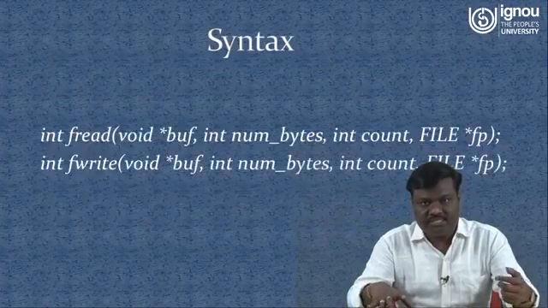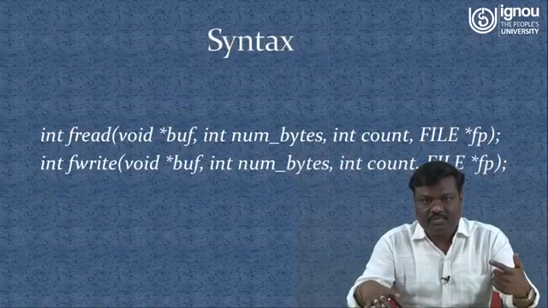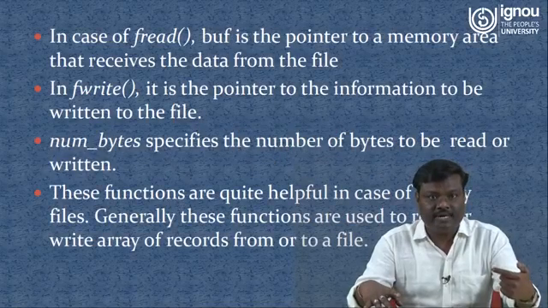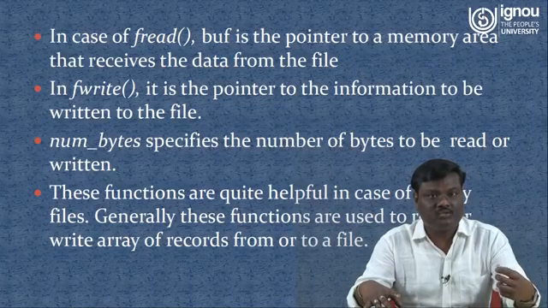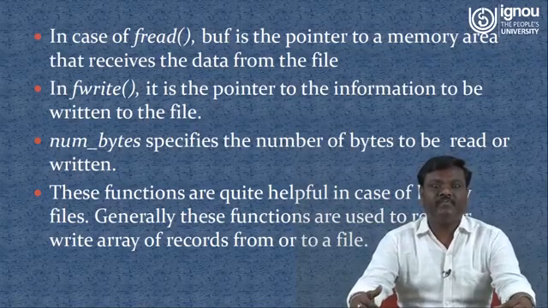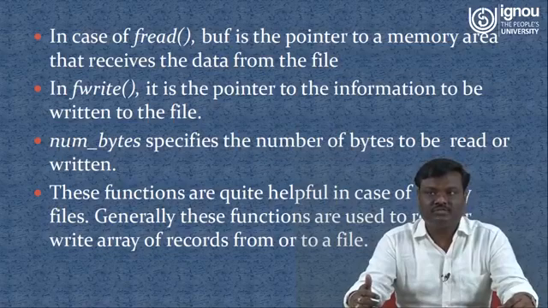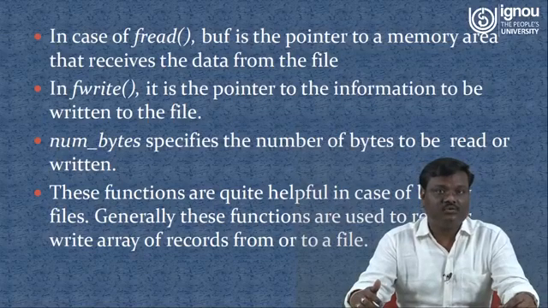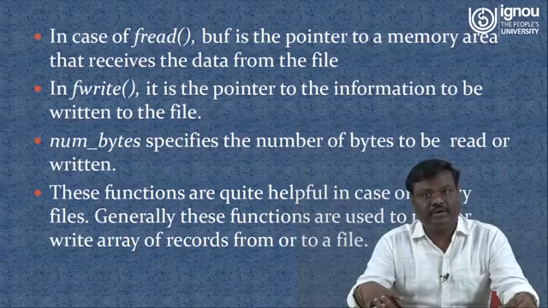Number of bytes, you can see here the second argument, int number of bytes. That specifies the number of bytes to be read or written, so that we can call it a block. These functions are quite helpful in case of binary files. They are normally used in order to access binary files. Generally these functions are used to read and write arrays of records, that too whatever is there in binary form.